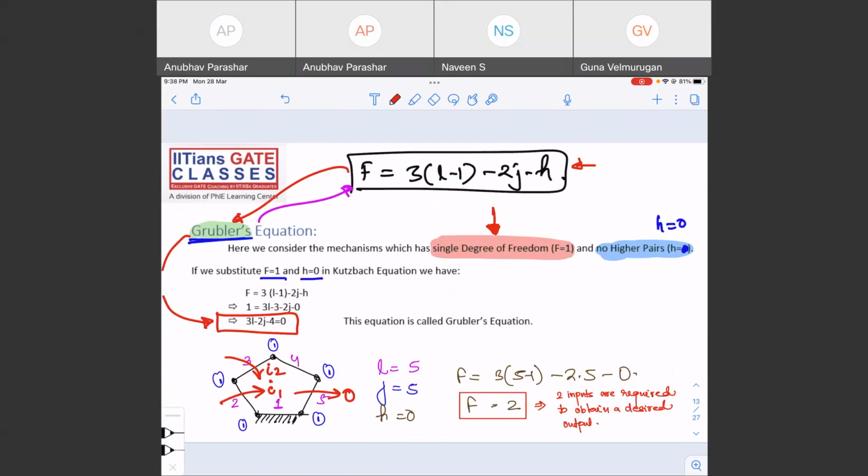So why am I telling you this? Because definitely there is a possibility that you are asked to find out degree of freedom, and they might say to you, find the degree of freedom from Grubler's equation, or find degree of freedom from Kutzbach equation. You should not get confused. There is only one equation from which you have to find out the degree of freedom, and this is this equation. Irrespective of what is mentioned in your question paper, whether they say Grubler's equation or the Kutzbach equation, this is what you are going to use.